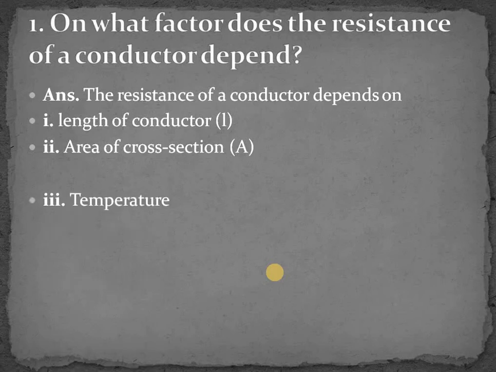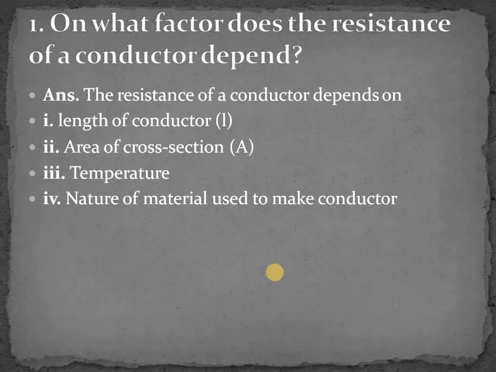Now the third part is temperature. Now if we talk about any electric circuit, there will be a change in temperature from the initial part to the final position. So there will be some temperature change. Now if there is a temperature change, that means there will be some resistance change.